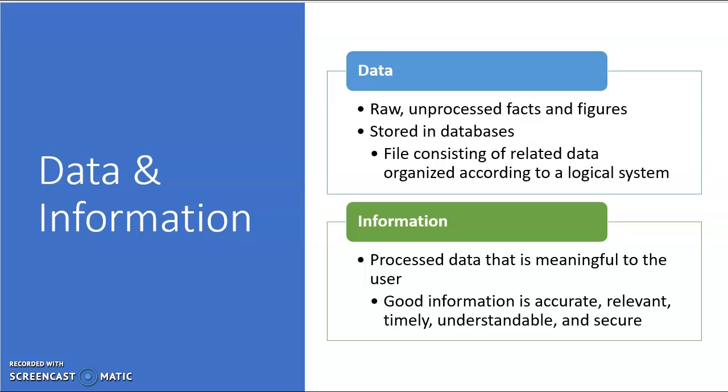Information is really when we process that data to make meaning of it. And in order to have good information, it needs to be accurate, it needs to be relevant, it needs to be timely, and it needs to be understandable and secure. And so one way that we do this, and I think we're going to talk about this next, is we have data and databases that have all our data, and then we mine that data to make sense of it.